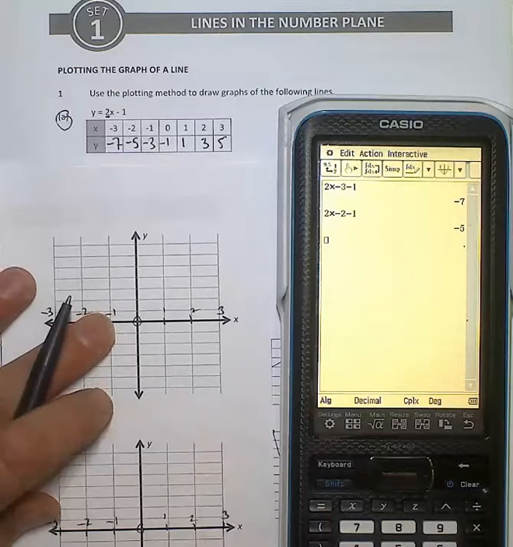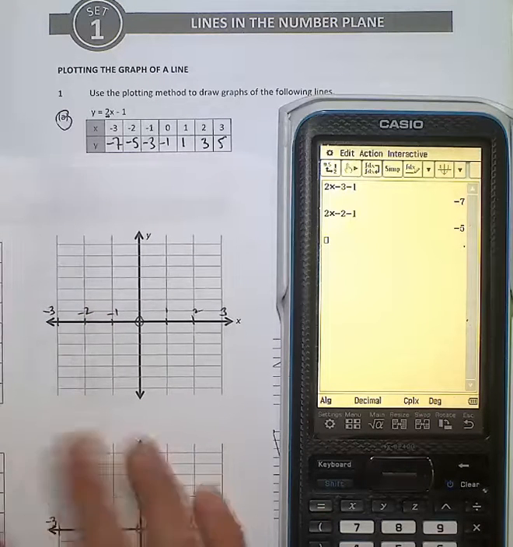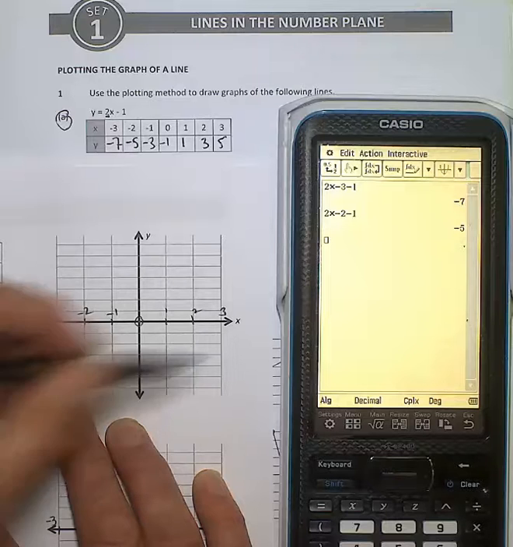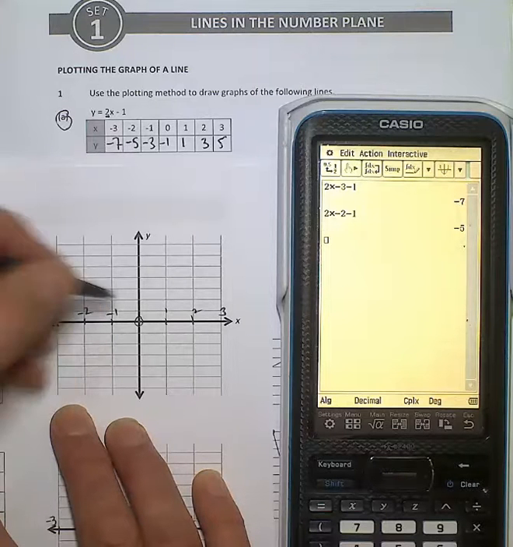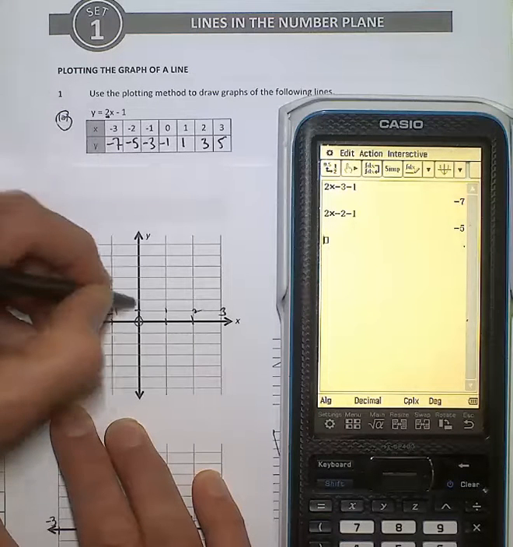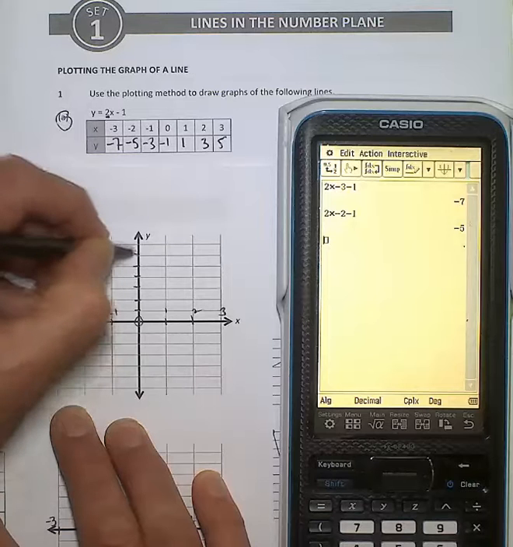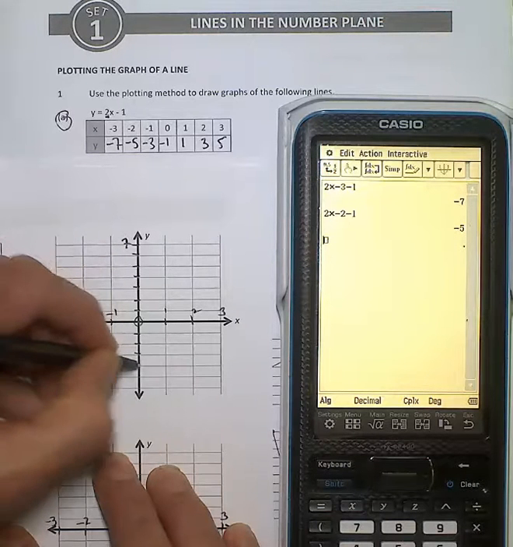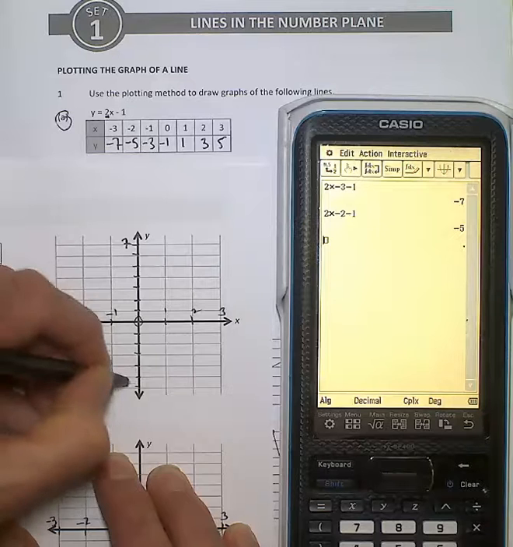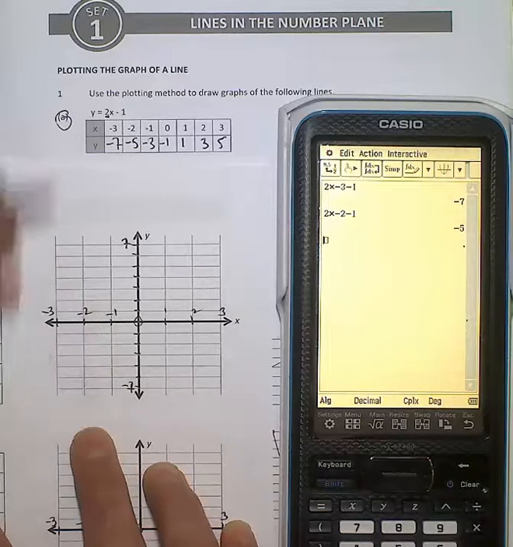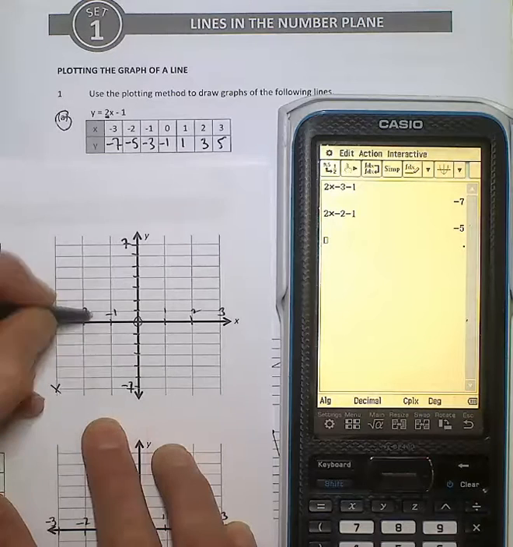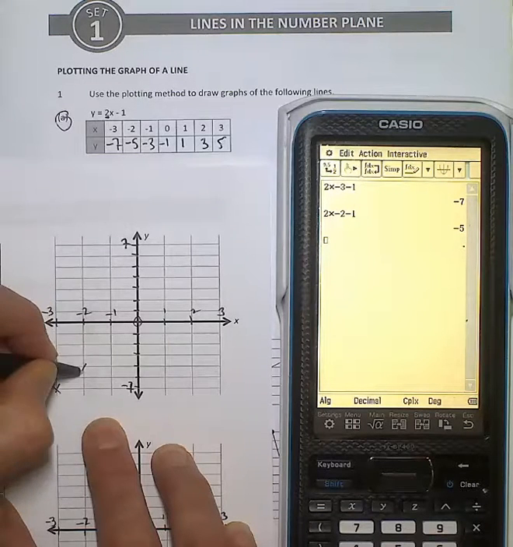Now, with a graph grid, you either use graph paper or ruled lines in your book. We set up the -3 to +3 on the x, and I scale the y-axis accordingly. This will go up to +7 and then down to -7. We then line up the points. So -3, -7, -2, -5.